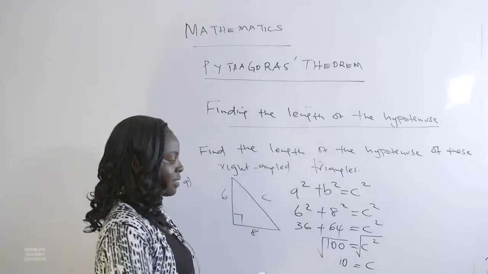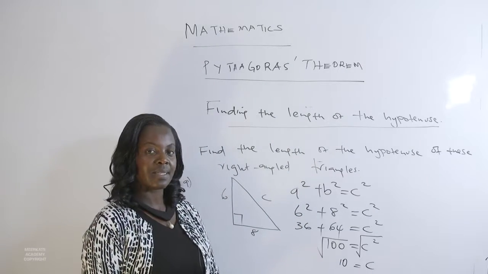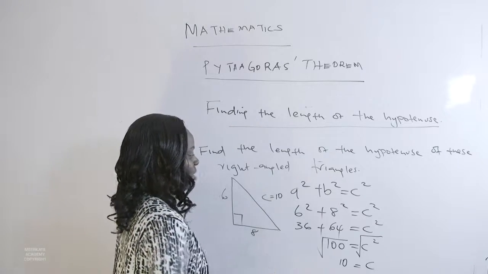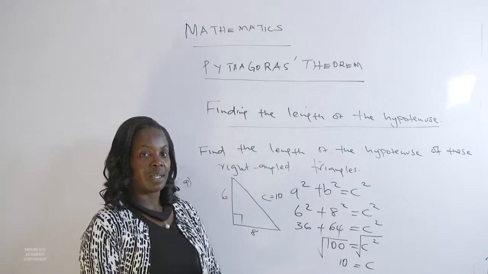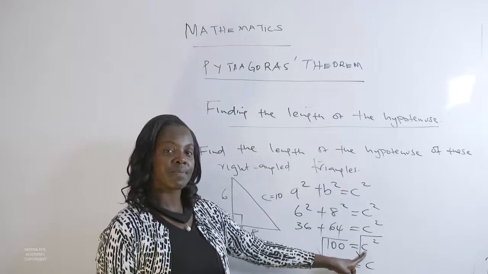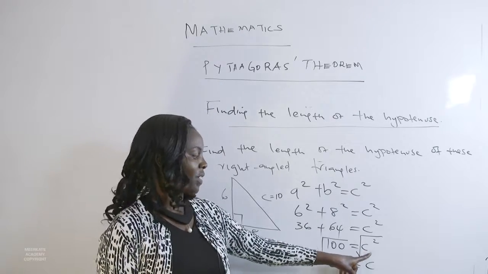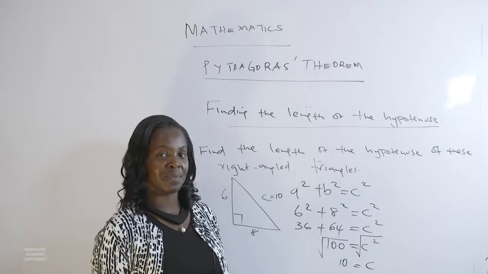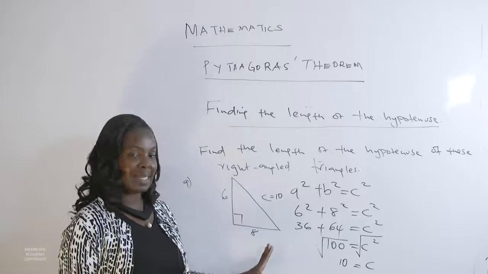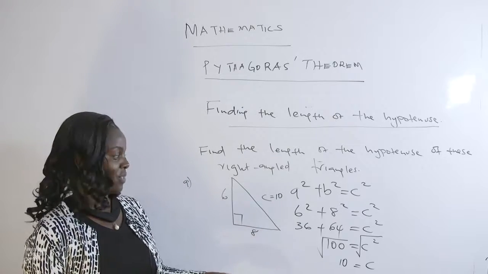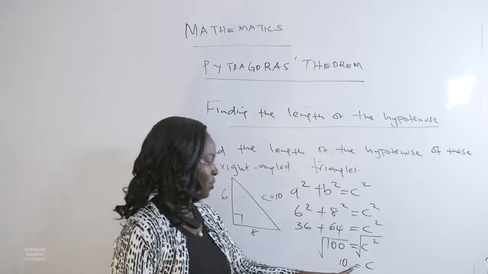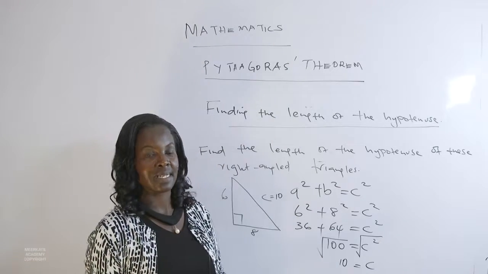So that means c is equal to 10. The value of c is 10. We know that if we find the square root of any value, then the answer is either positive or negative that value. But because we are dealing with length here, length is not negative, so we take the positive. So then our c is 10.